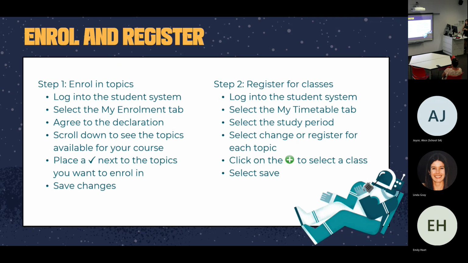Log into Student System and select the Timetable tab, select the correct study period. We'll be moving into semester 1 from next week. Select change or register for each topic, and then hit the plus to select the class you want. If the class is full, then you will need to select another option because the room is full up. There's no space for an extra 1 or 2 people. You then need to move to one of the classes that's got an empty spot.